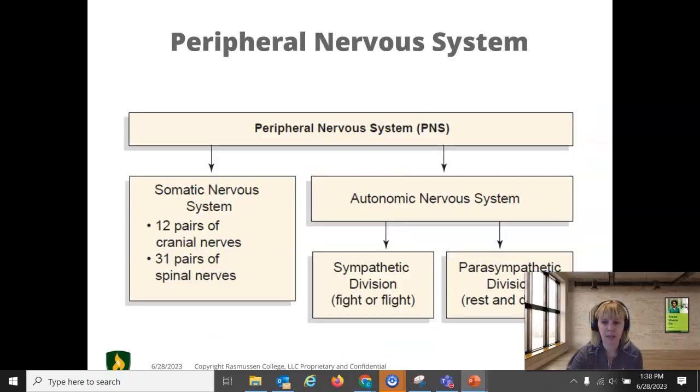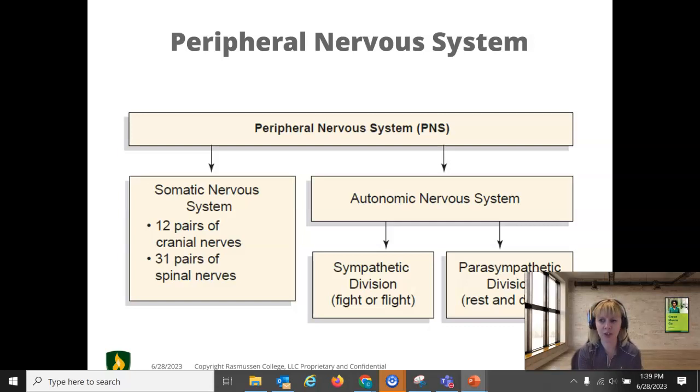So, as if this system, again, isn't confusing enough, you've got your peripheral nervous system, your central nervous system, you've got afferent and efferent, you've got sensory neurons, you've got motor neurons. Well, if that's not enough for you, we then break your peripheral nervous system down even further into what we call a somatic and an autonomic or automatic nervous system. So we discussed that your peripheral nervous system has 12 pairs of cranial nerves and 31 pairs of spinal nerves. But this makes up what we call the somatic nervous system.